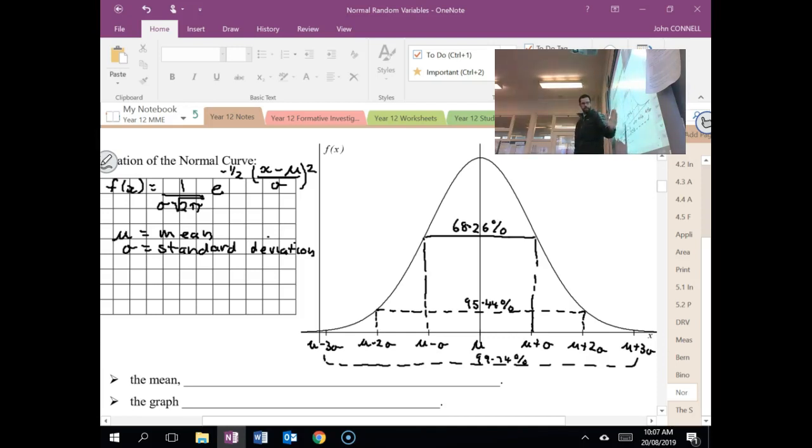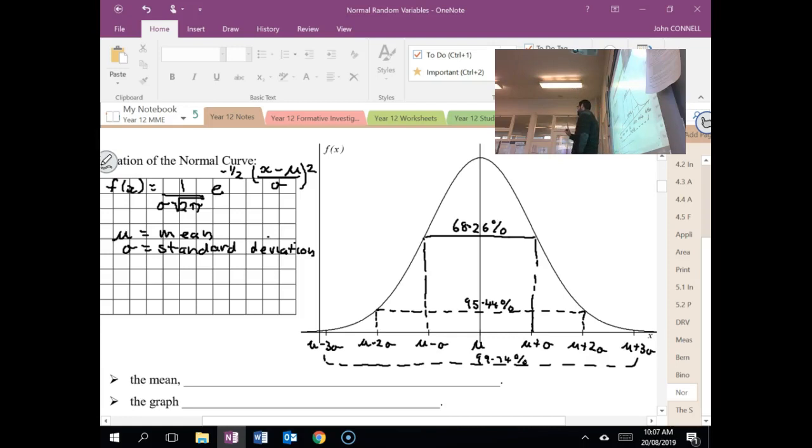95% of you would be in here, and then if we went right out to these lines, that would capture probably almost all of you, 99.74%. Potentially some might sit outside. That would be about it. Not very many of you would fall outside that range.